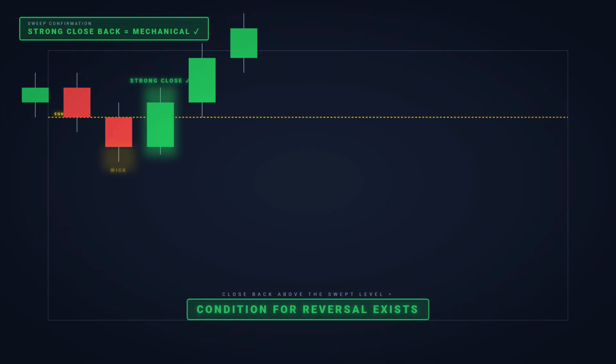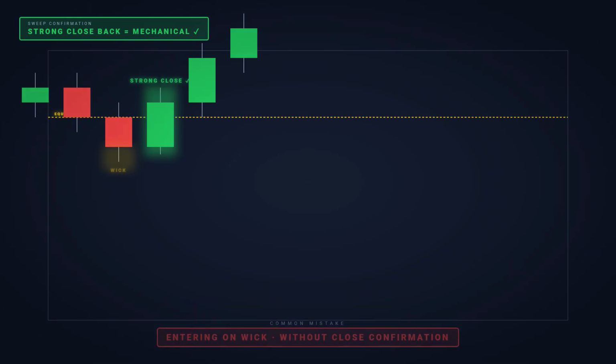And that word, condition, is critical because this is where the common mistake lives. A sweep creates the condition for a reversal. It does not confirm one. The mechanical error traders make constantly is entering the moment they see the wick. Price swept below support. They see the candle wicking back. They enter long immediately. The confirmation they skipped is the strong close back above the swept level, ideally on a meaningful time frame, not a 1-minute candle. Without that close, you have a wick into liquidity that could just as easily continue lower.